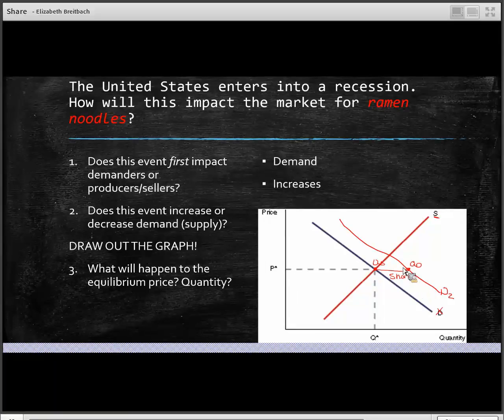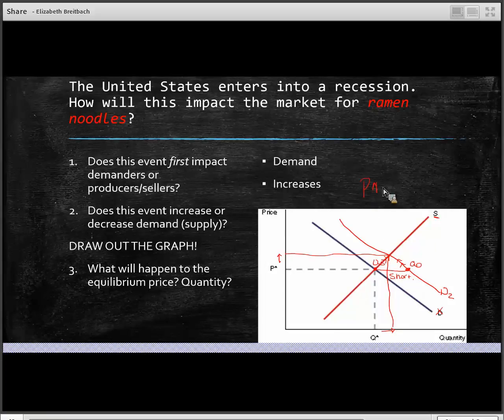Price starts to increase. It causes the quantity demanded to decrease, the quantity supplied to increase. Our new equilibrium price is above our old equilibrium price. Our new equilibrium quantity is greater than our old equilibrium quantity. So price has increased, quantity has increased.